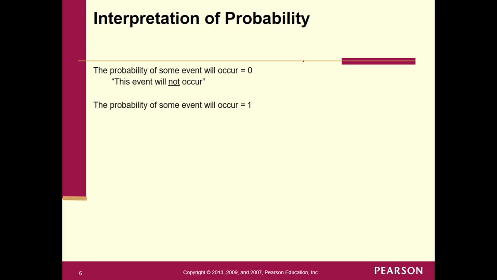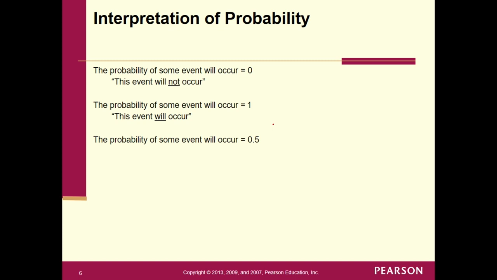How about the probability that some event will occur is equal to 1? So we go to the opposite extreme. What does that mean? The event will occur. It's going to occur. It has to. It has a probability of 1. So these are very concrete things. It will not occur, it will occur: 0, 1. Very concrete.